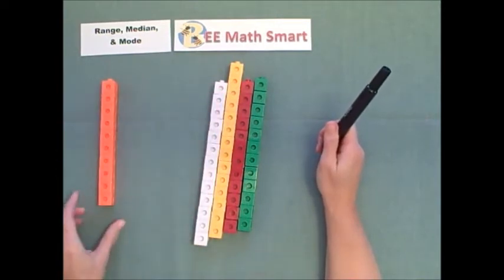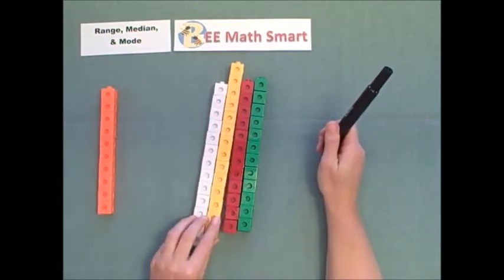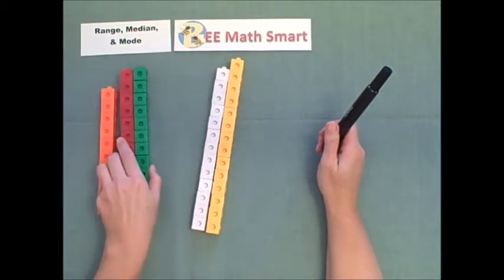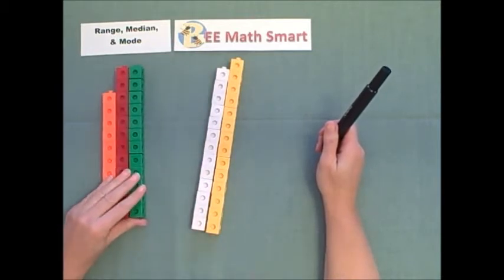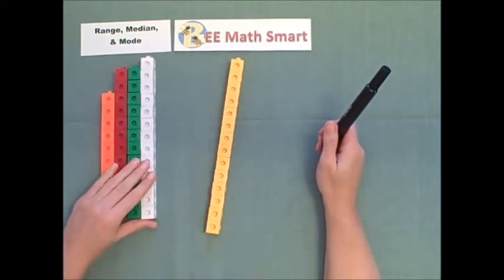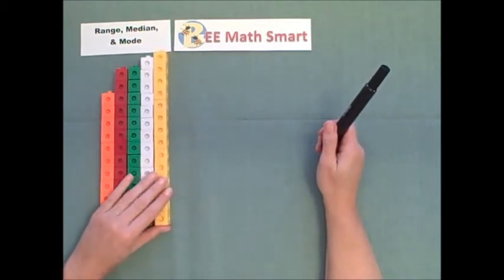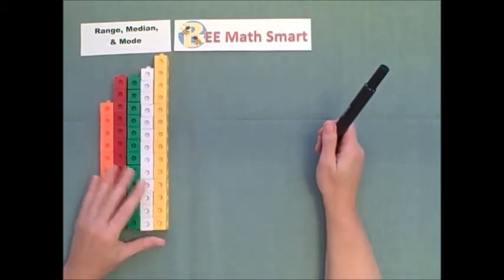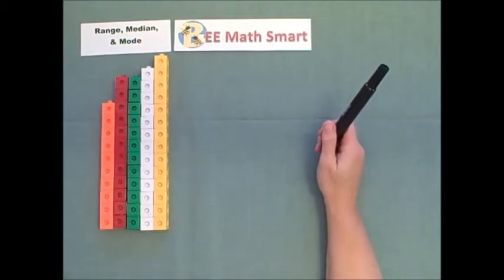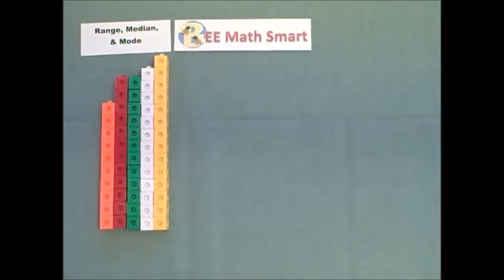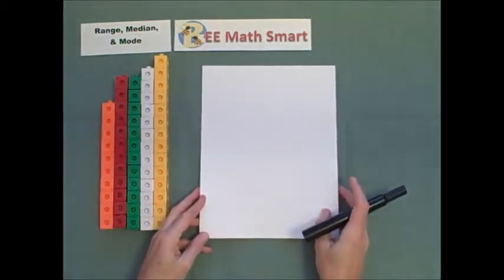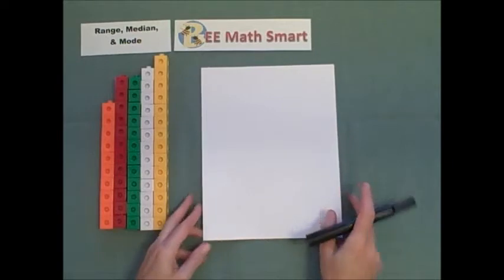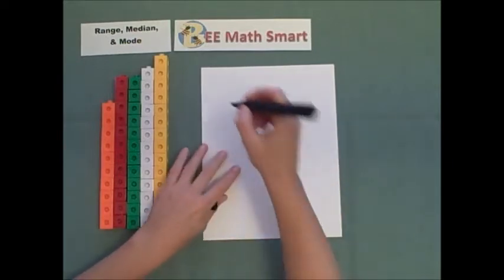One student was able to link 10 cubes together. Two students were able to link 12 cubes together. One student was able to link 13, and another student was able to link 14 cubes. So I've arranged my data in order with my cubes. Now I'm going to get my paper out, and I'm first going to start off by creating a line plot.